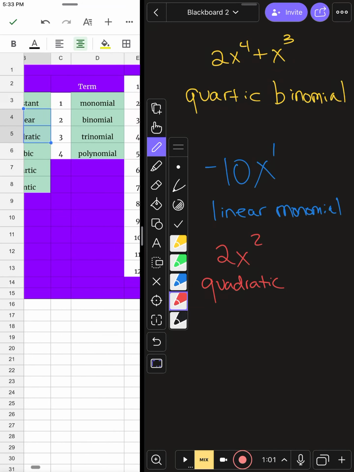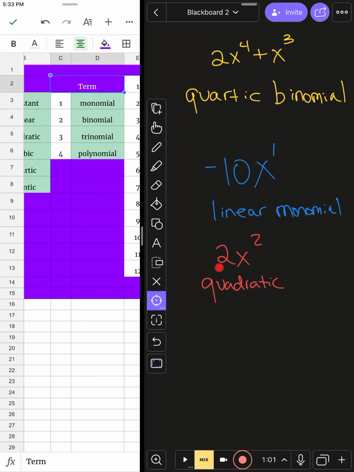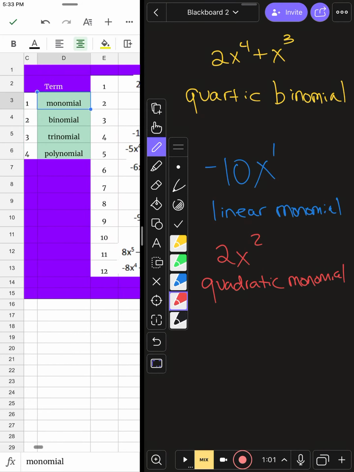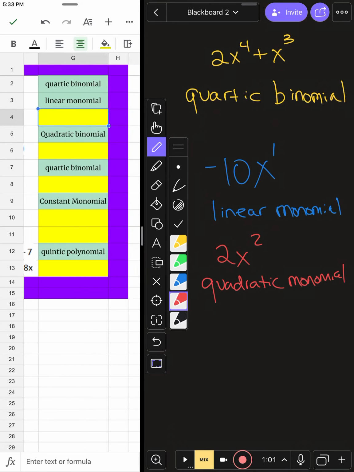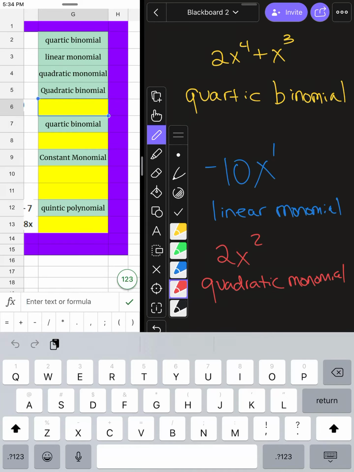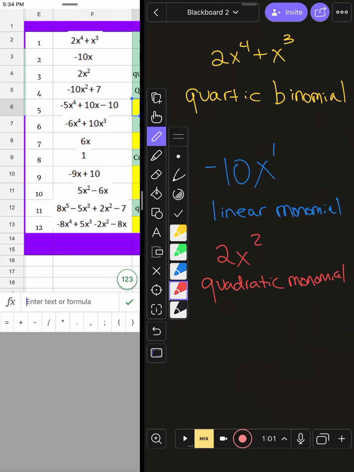And my second word is going to refer to the term. How many terms are there? Well, there's only one term right there. One term, if you look on the left-hand side of the screen, is called a monomial. So that is a quadratic monomial. Okay, and then I go over here and I type that in. Quadratic monomial. And if I get it right, when I click outside the box, that box should turn green. And it did.